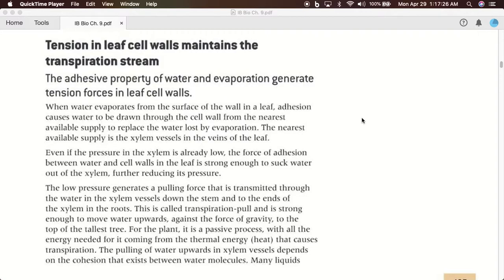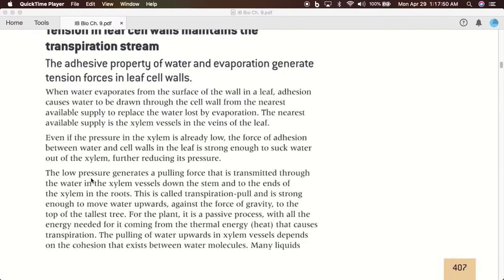So water itself is already attracted to other water molecules, and it's attracted to the inside of the xylem. And then when you have this transpirational pull, where the top water molecules are getting pulled into the air by evaporation or transpiration, it pulls the rest of the column as well and keeps the water moving up the xylem. So it just says here the low pressure generates a pulling force that's transmitted through the water in the xylem vessels down the stem and to the ends of the roots. And it's strong enough to get the water to continuously move. Not at a super fast rate, but it does continuously move.